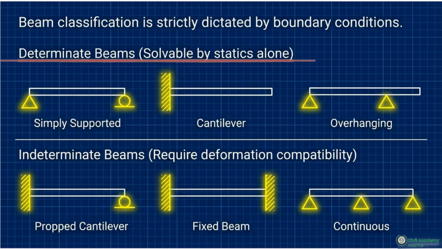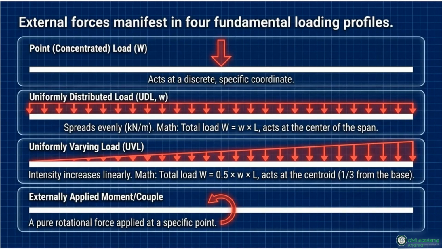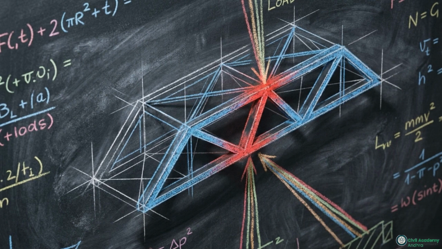Determinate beams, like simply supported, cantilever, and overhanging beams, can be resolved using the laws of statics alone, while indeterminate beams require us to account for how the material itself deforms. These external forces manifest in 4 loading profiles: point loads acting at a specific coordinate, uniformly distributed loads spreading evenly, uniformly varying loads that increase linearly, and pure rotational couples. Identifying these boundaries and load profiles is the mandatory starting point for any analysis of internal stress or structural failure.